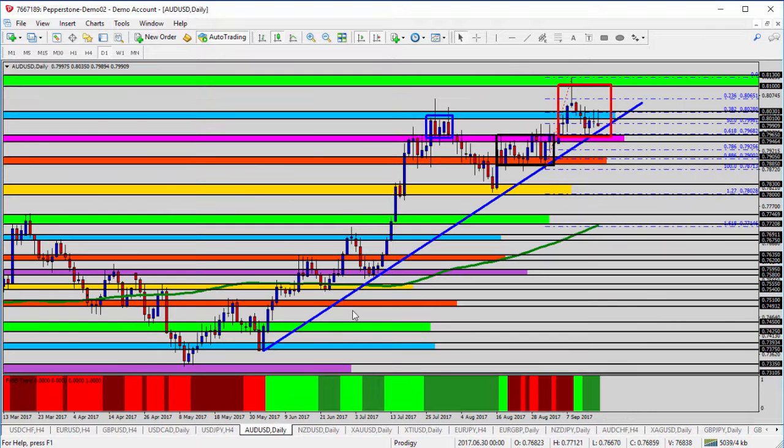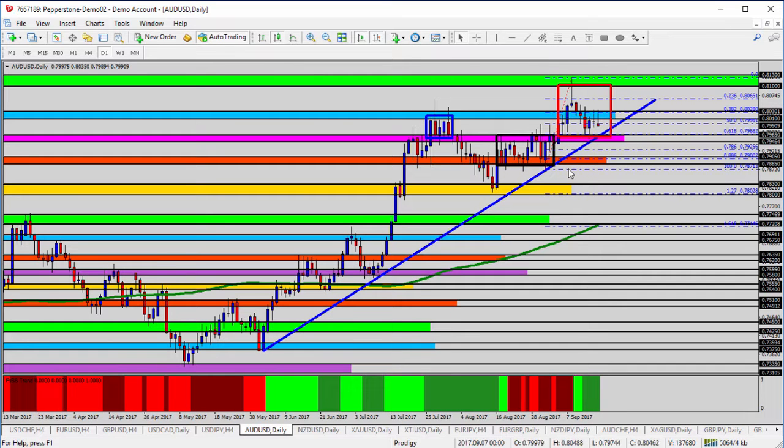Moving on over to the AUDUSD, the trend is still up. Let's not forget about that. Even though the past several days have shown some indication of reversal and possible pullback, we are still well within the confines of the uptrend. So I don't want to forget about this. If we forget about the uptrend, then we could make some mistakes.